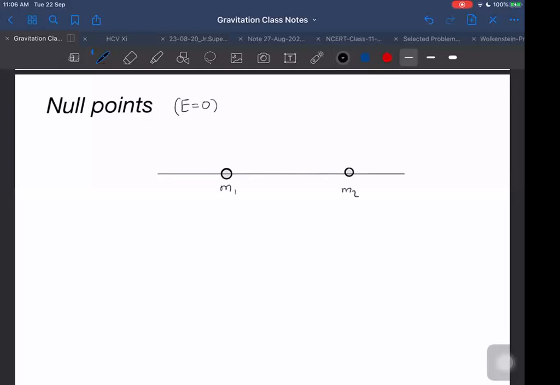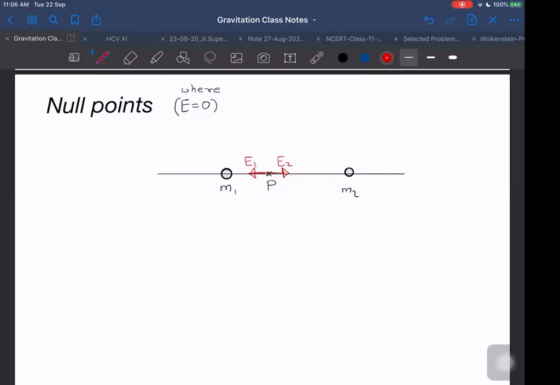E is equal to 0. M1, M2. Null points are the points where E is equal to 0, or gravitational field is 0. So where will be the null point lying? Where the field due to first mass and due to second mass will cancel each other. Let us say this is the point P. At this point, left hand side field will be equal to right hand side field. Both fields will be equal, left hand, right hand side.